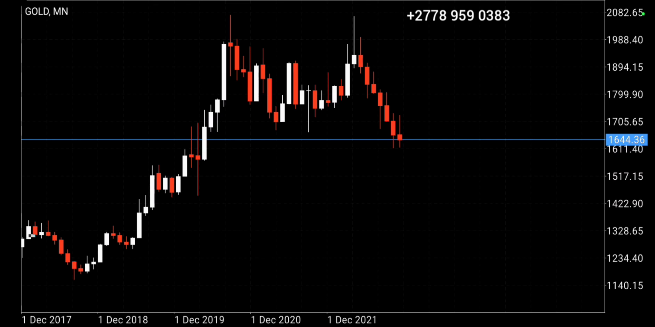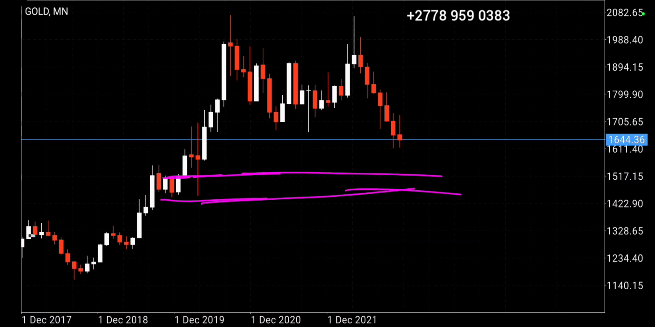So this is our gold and we are going to start with the monthly chart and we will work our way down until we get to the time frames that we'll be trading. So on gold, you can see that if you want to mark a nice area of support, you can take this one here, but you mustn't ignore what this guy is doing from here. Anywhere from here, the price might start to react.